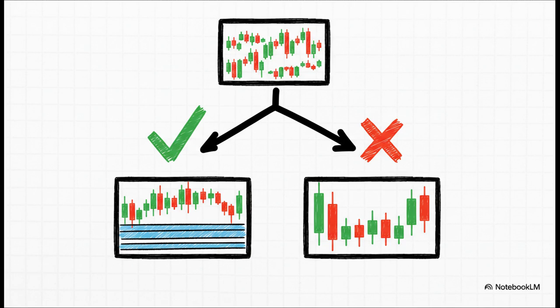If the answer is yes, boom, it draws the line. But if the answer is no, let's say you switch to a daily chart where those lines would just be clutter, it plots nah, which just means nothing. The result? Your charts stay perfectly clean and uncluttered, all automatically.